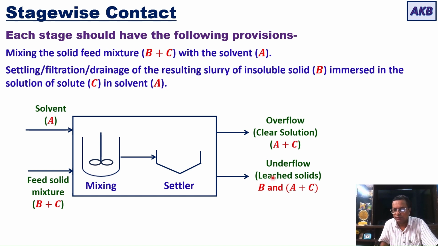Why is this true? Because it is not possible to have perfect separation of overflow and underflow. A perfect separation would be the one where you would be able to separate all the A plus C solution from the underflow. But in reality, it is impossible to have perfect separation. That's why some quantity of the clear solution of A and C will remain in the underflow.